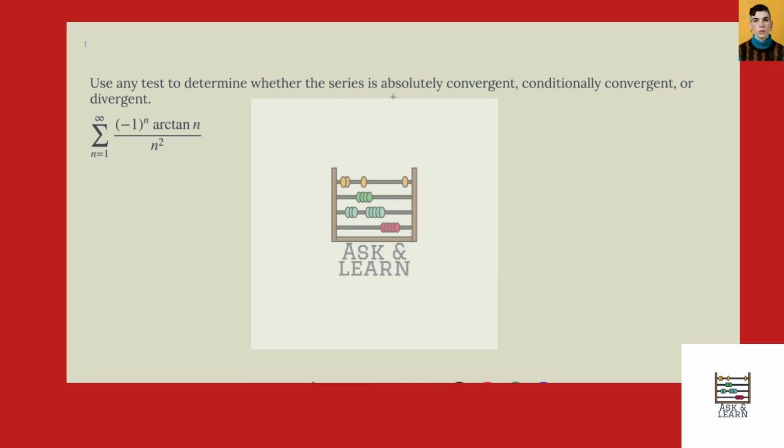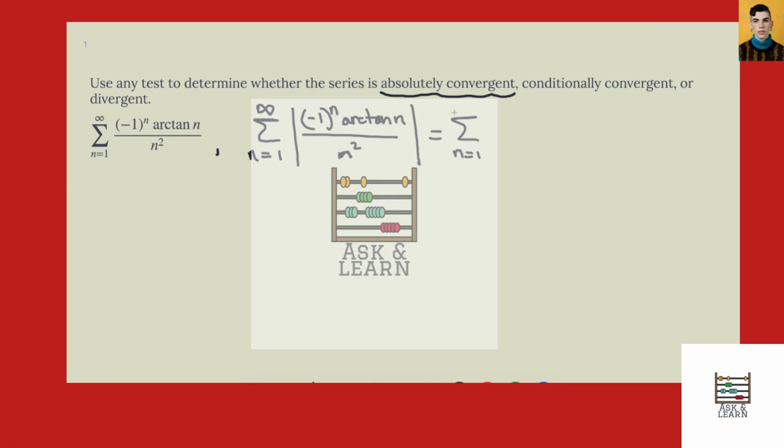Let's show that this series is absolutely convergent. So here we'll go ahead and look at a similar series, but this time we'll take absolute value. So here there's absolute value. All that will do for us is get rid of the negative 1 to the n power.